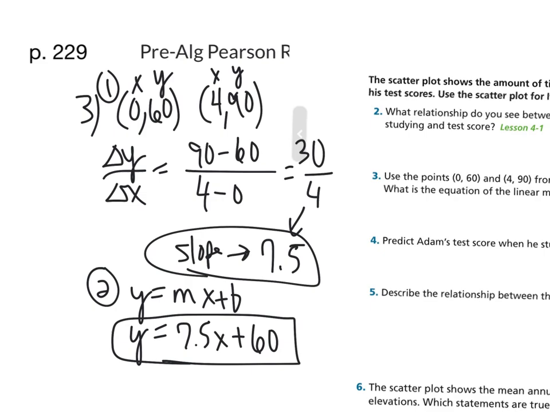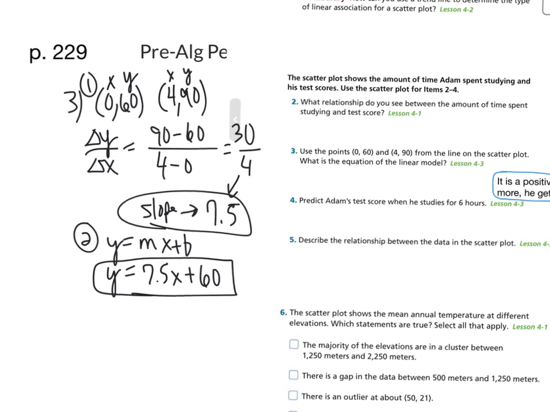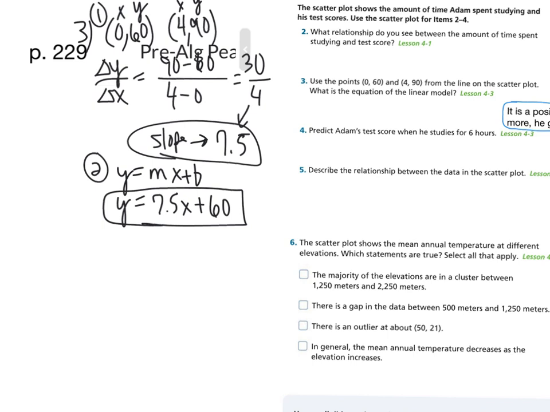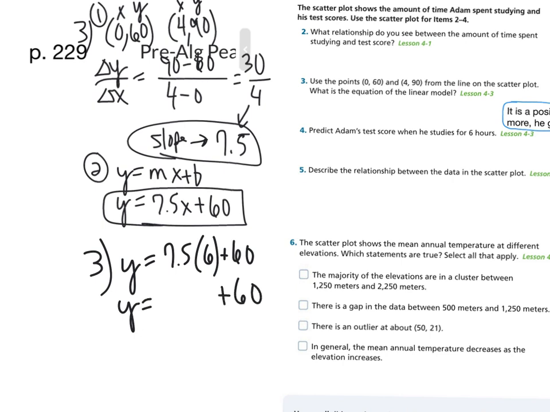So then for number 4, they want us to predict Adam's test score when he studies for 6 hours. So for 6 hours, hours is our x value. So we're going to put a 6 in place of the x. So 7.5 times 6 would be 45. 45 plus 60 would be 105. So we're predicting he would get 105 if he studied for 6 hours.